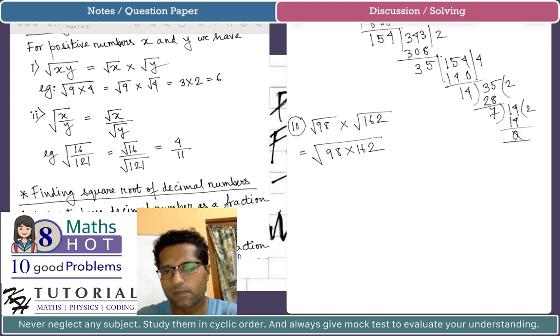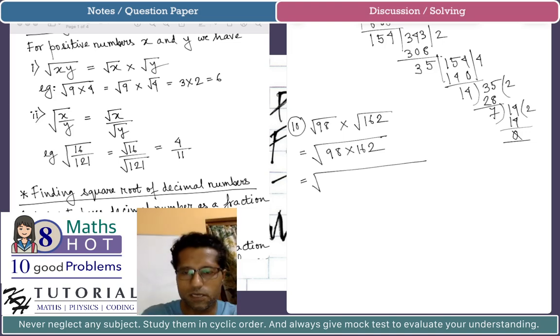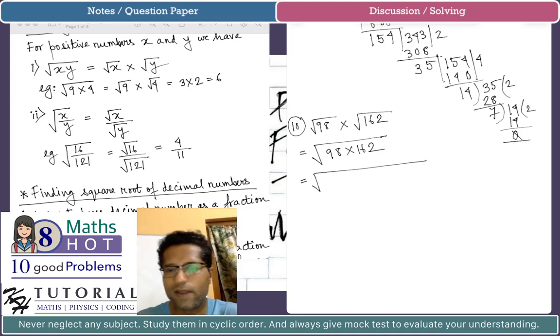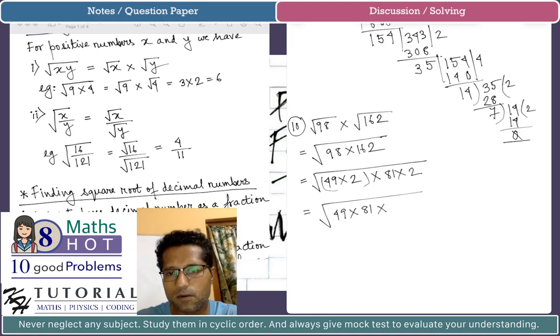Now instead of finding the product of 98 and 162 and then finding the square root, it is often very convenient if you can express the numbers as their factors or prime factors. So 98 I know is 49 multiplied by 2, and this 162 I can see is 81 multiplied by 2. So this becomes 49 multiplied by 81 multiplied by 2 square.